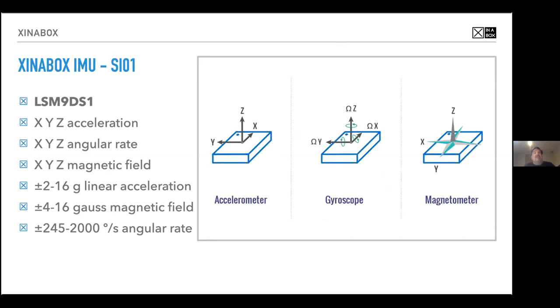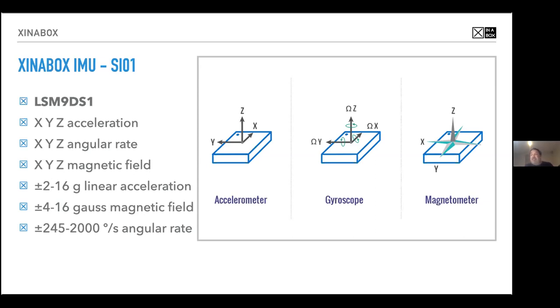So let's look at this and use this in the XK90 kit here, just so you have an understanding of how it works. Our SIO1 has a little chip on it called an LSM9DS1. It comes from a chip manufacturer, and that actually measures acceleration, so that's the accelerometer, the angular rate, that's a gyroscope, and the magnetic field, that's a magnetometer here. And it does it in X, Y, and Z.